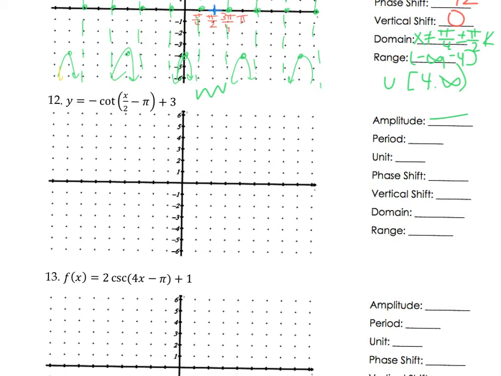The period is pi over b, and since b is 1/2, pi over 1/2 is the same thing as saying 2 pi. Unit is period divided by 4, so 2 pi divided by 4 is the same thing as saying pi over 2. Phase shift, what takes the insides to make 0. Add pi, multiply by 2, you get 2 pi. And vertical shift is up 3.